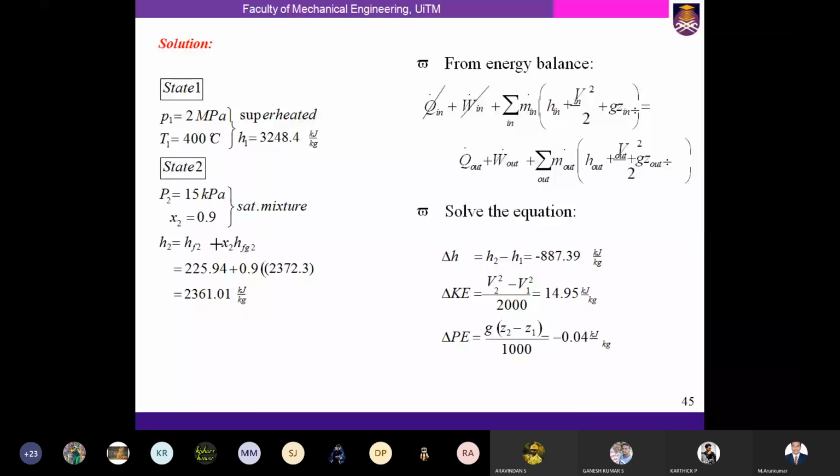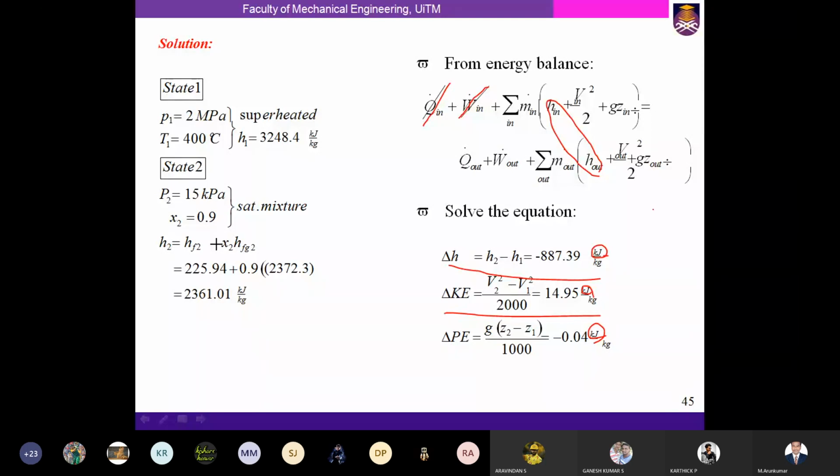For this, we can have the energy balance equation like this. We don't have a Q in this problem, and also we don't have a W in. The other terms will be there. Then we need to find H out minus H1, so delta H is equal to H2 minus H1. Then delta K is equal to V2 square minus V1 square by 2000, in kilojoules. Also we can find the delta PE.